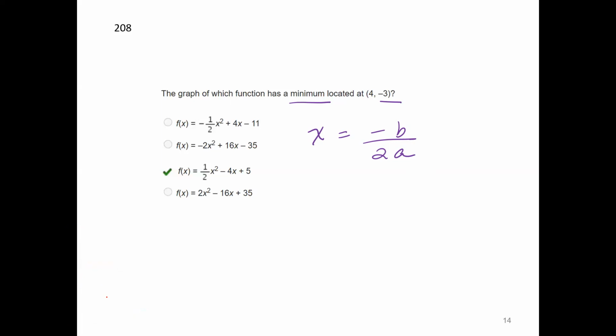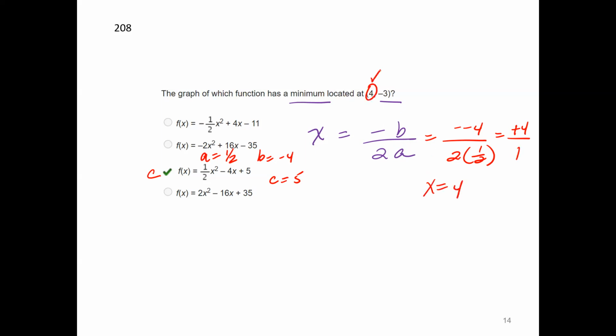Okay, so let's go ahead and take a look at this. Your correct answer is C. And if you look at this part here, A is 1/2, B is -4, C is 5. Once we have that, we're going to plug it into this equation. Negative B is a negative -4 over 2A is 2 times 1/2. Double negative makes it a positive 4. What's 1/2 of 2? 1/2 of 2 is just going to be 1, right? X equals 4. And guess what? That's correct. That is definitely 4 right there for X.